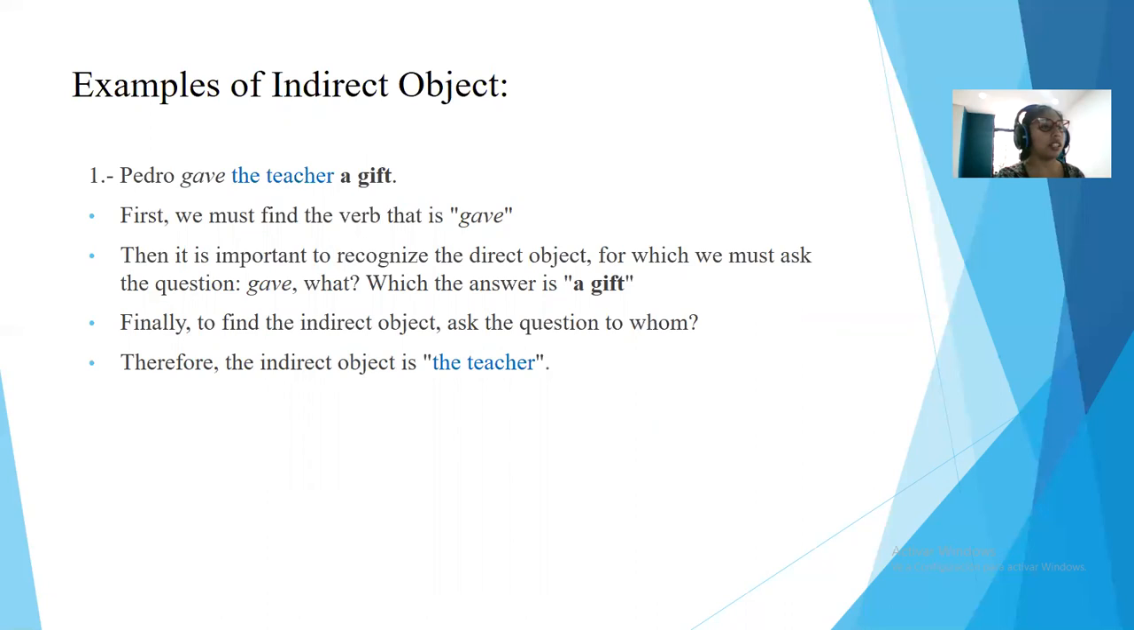Now I'm going to present some examples of indirect objects. Example number 1, Pedro gave the teacher a gift. First, we must find the verb that is gave. Then it is important to recognize the direct object, for which we must ask the question, gave what? The answer is a gift. Finally, to find the indirect object, ask the question to whom. Therefore, the indirect object is the teacher in the sentence.